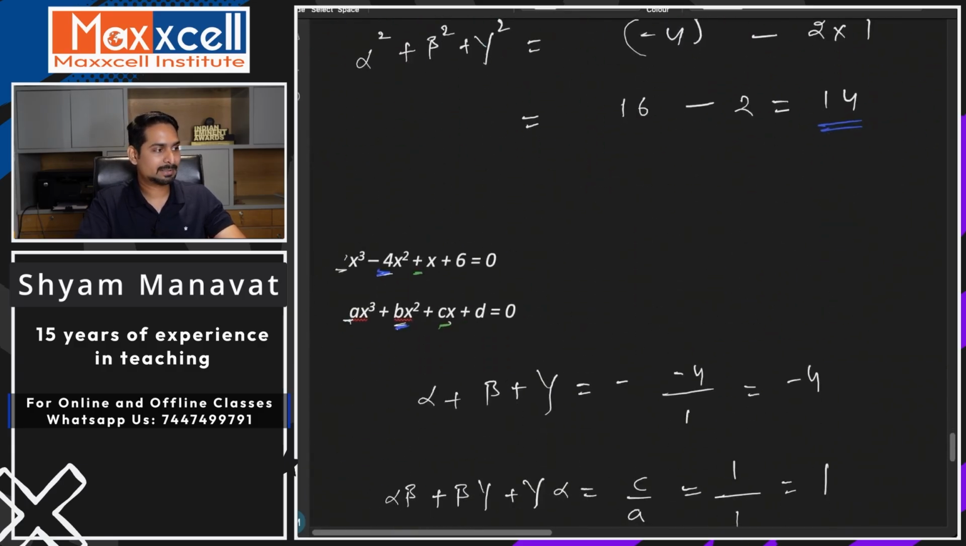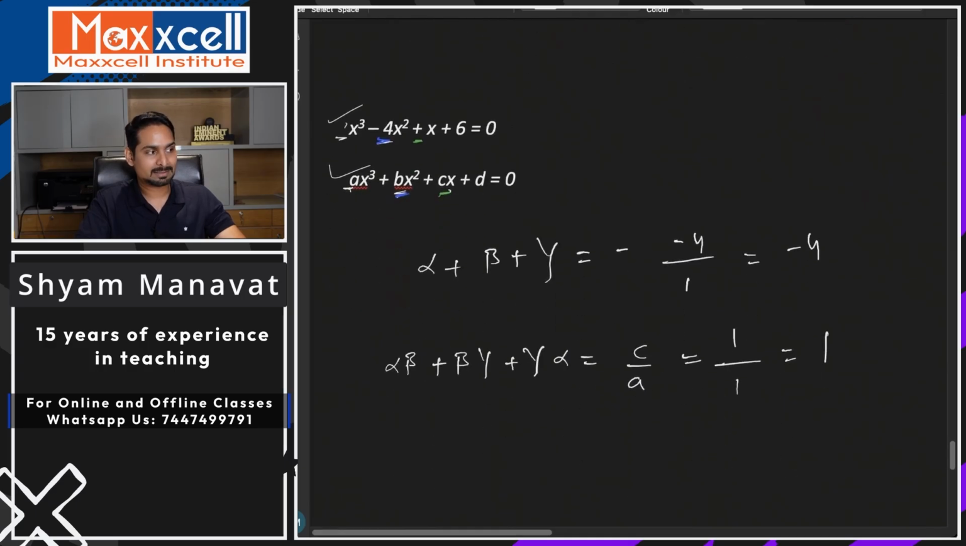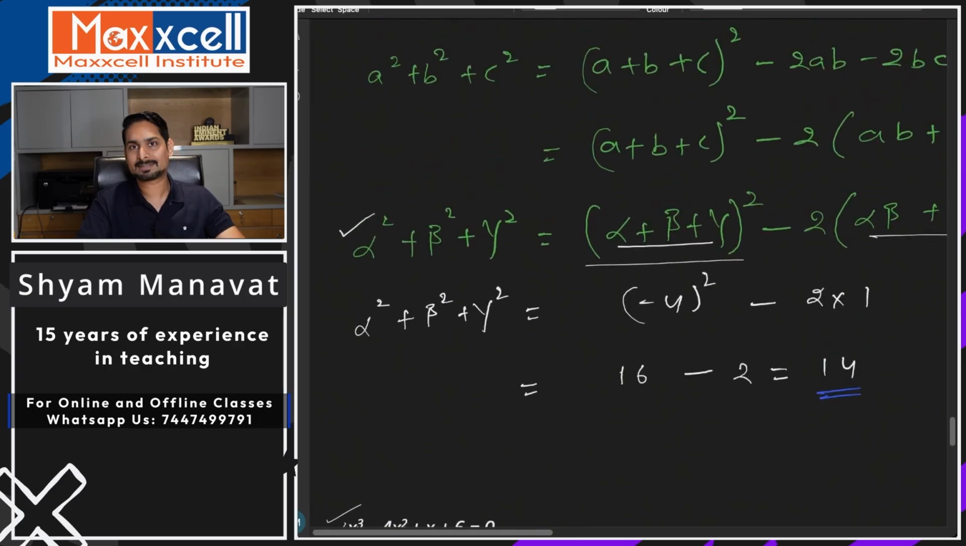And by comparing the given equation with the general form of equation, you can find the sum of roots and the sum of product of two roots at a time. Substitute here and get the answer. Fine. That's one of the applications. Let's see some more applications.